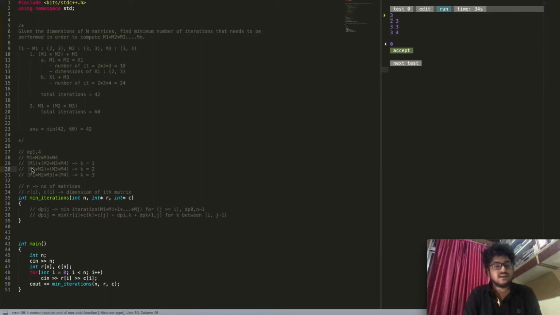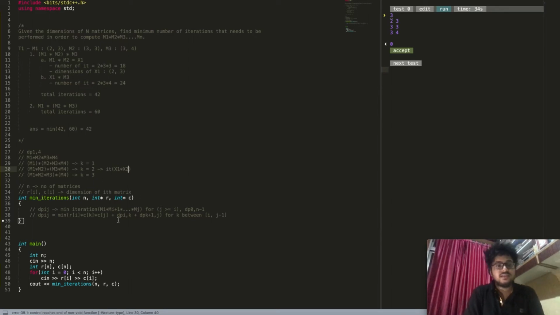Now let's try to understand this problem in the context of k equals 2. For k equals 2, this is the expression that we have over here. So let's try to understand the recurrence relation with the help of this. This part of the recurrence relation, that is Ri star Ck star Cj, represents the number of iterations required to multiply the resultant of matrices m1 star m2 and the resultant of matrices m3 star m4. So let's say iterations to multiply x1 star x2, where x1 is equal to m1 star m2 and x2 is equal to m3 star m4.